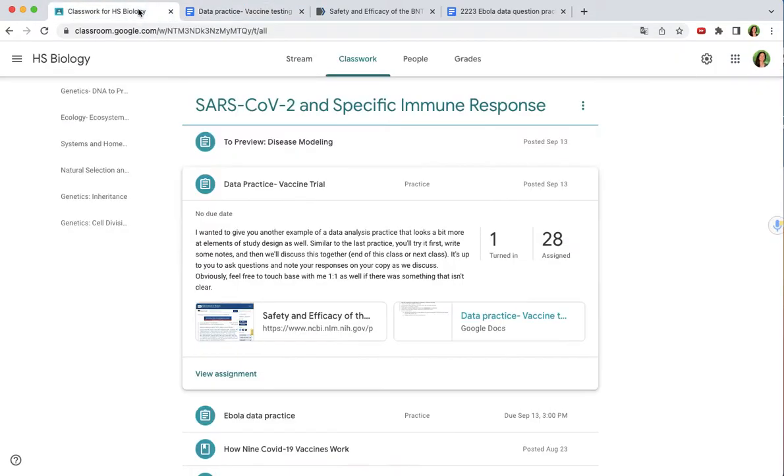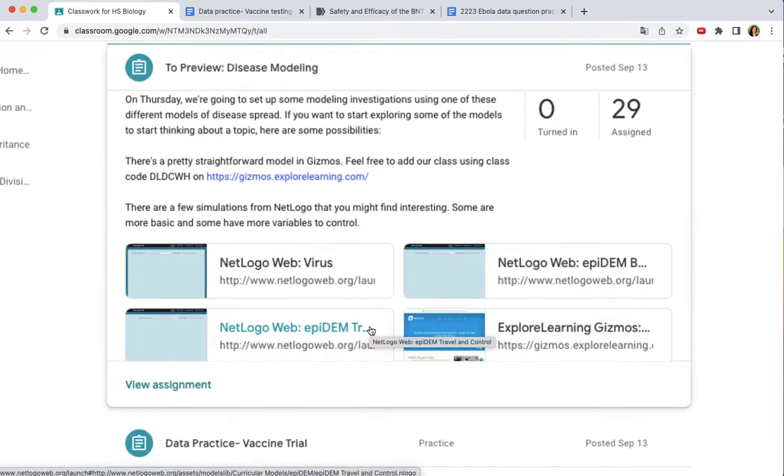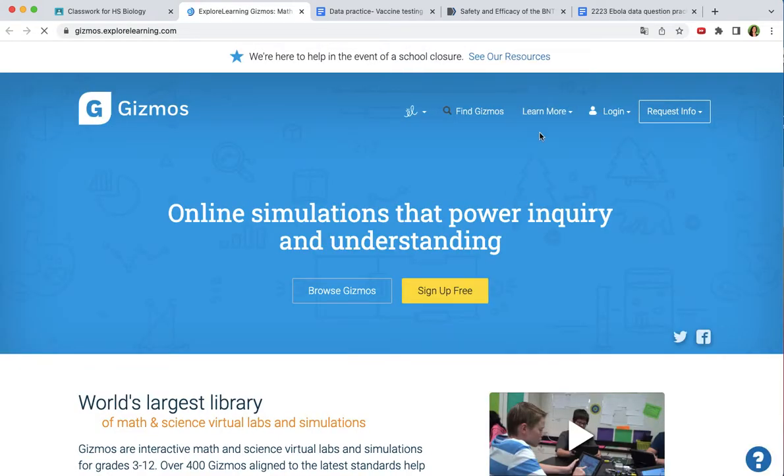Okay, so the last thing that people can start on today: I've put a couple of different simulations up here that you can use to model disease spread. I was trying to get something that you could manipulate, collect data, produce a graph, and then eventually analyze. I think most of you, if you're EAB, used Gizmos last year.